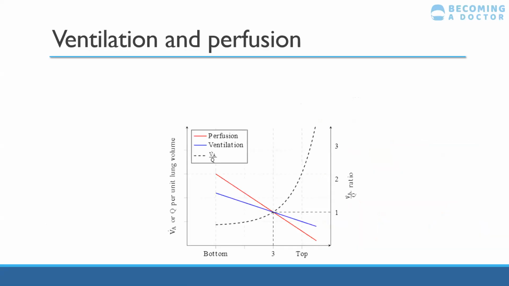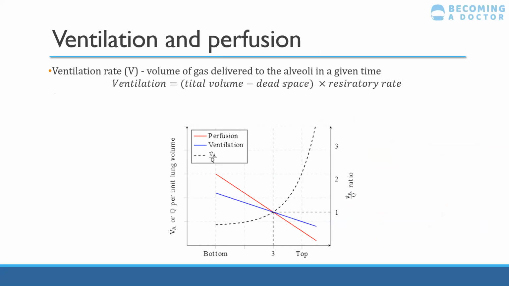So now I'm going to move on to ventilation and perfusion. So the ventilation rate is the volume of gas that is delivered to the alveoli in a given time. And you would calculate this normally by working out the tidal volume, which is just the volume of air inhaled or exhaled in a normal breath. And you would minus dead space from this. Now, dead space is the volume of gas in the airways that isn't involved in gas exchange. So that'd be things like air in your trachea and your bronchi that aren't in the alveoli. So you work out the amount of gas that's actually involved in gas exchange, and then you would times that by the respiratory rate. And then you have your ventilation, which is given the symbol V.